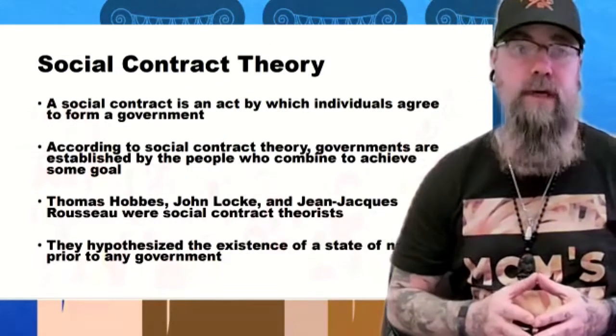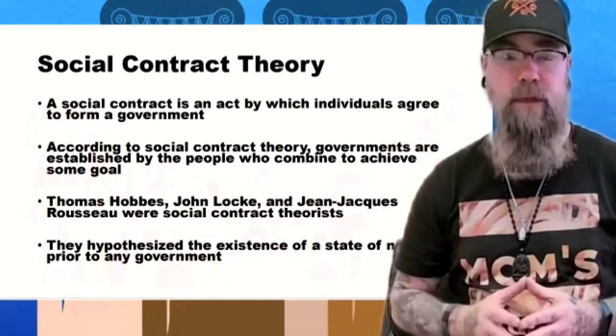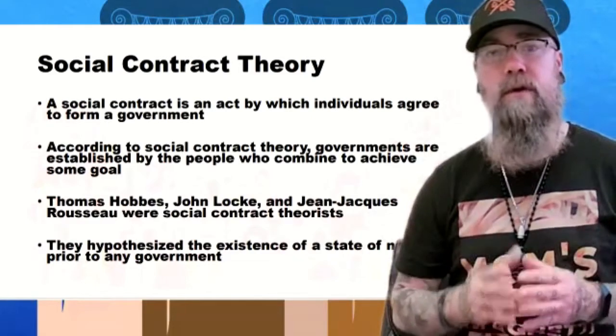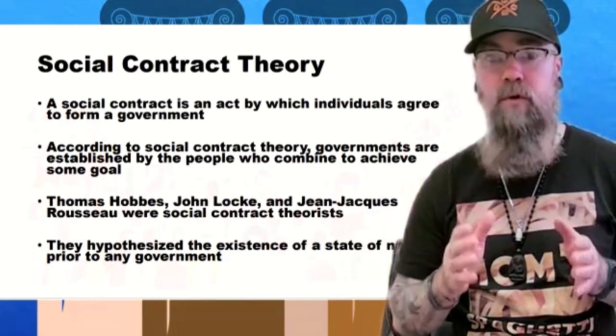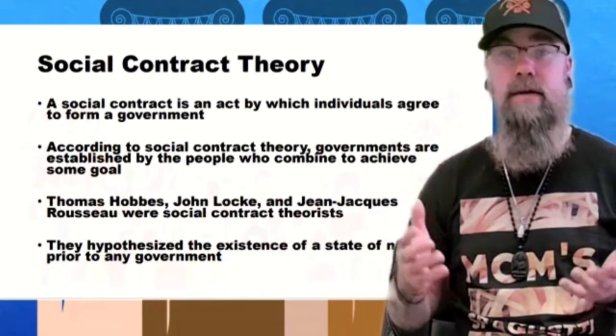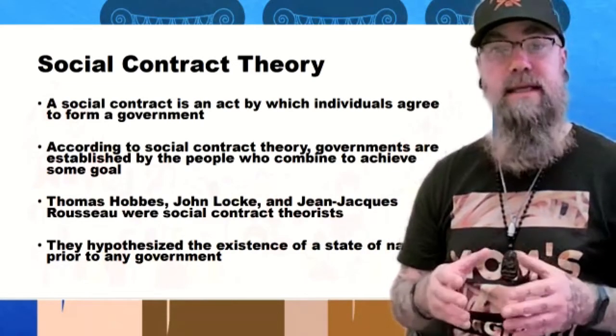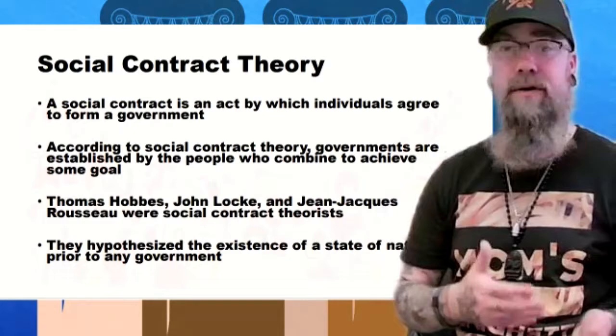So what is social contract theory? Well, it's an act by which individuals agree to form a government. And according to social contract theory, governments are established by the people who combine to achieve some goal. Thomas Hobbes, John Locke, and Jean-Jacques Rousseau were social contract theorists. They hypothesized the existence of a state of nature prior to any government.